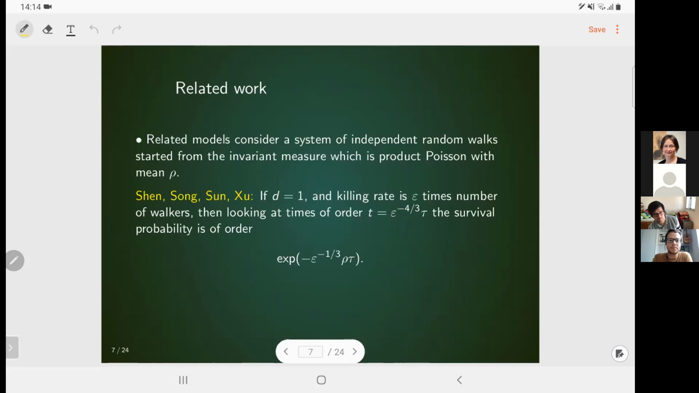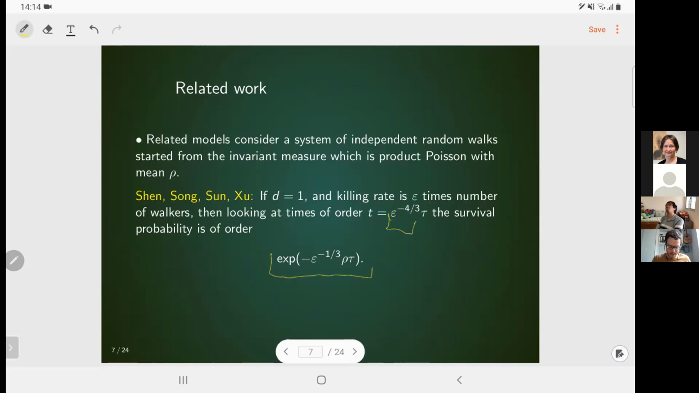So they restricted themselves to the case of dimension 1. And what they figured out is if you set the killing rate epsilon to 0, the time scale to look at is of the order epsilon to the minus 4/3. If you look at this time scale, then you see the effect of the killing entering the game. And then what they figured out is in this specific case, the survival probability is of this order, exponential of minus epsilon to the minus 1/3 rho times tau.